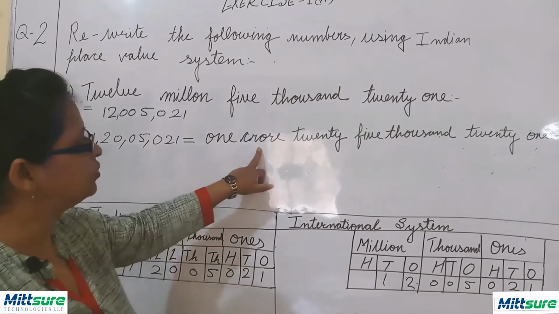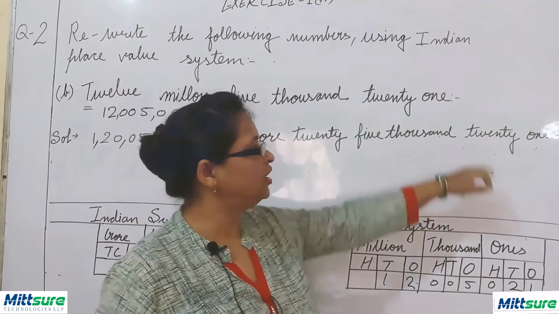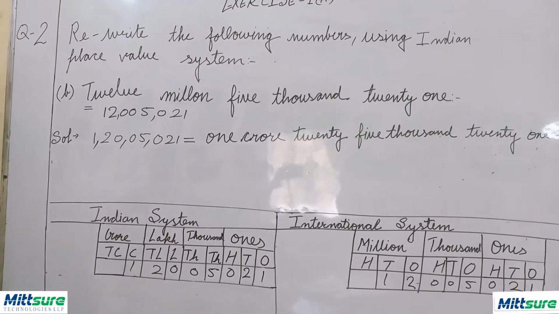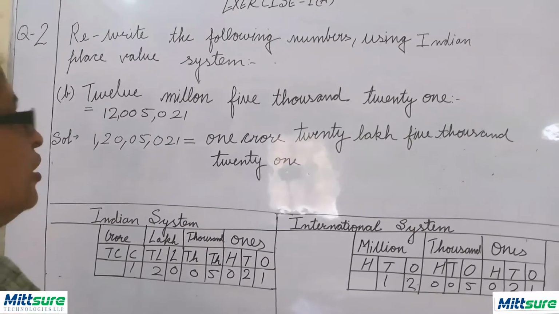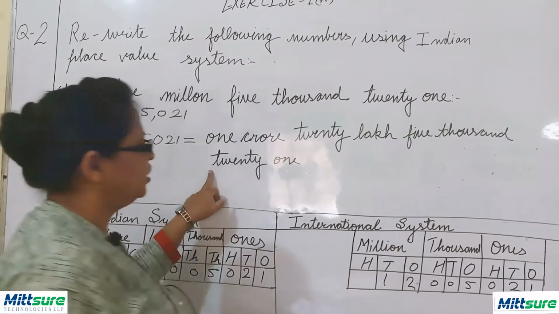1 crore 25,021. Our number is 1 crore 20 lakh 5,021.